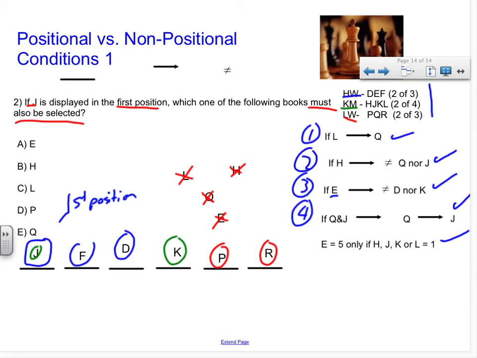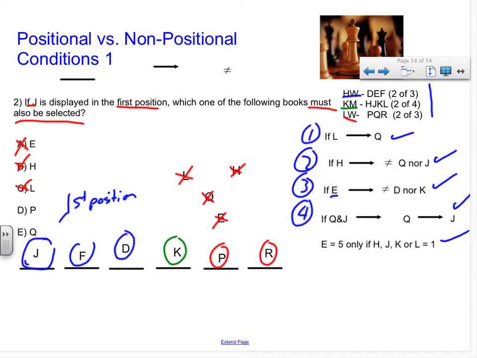So now, which one of the following books must also be selected? So we can just look at what letters we have and eliminate the ones that aren't selected. So for A, we have E. E is not selected, so we can eliminate E. For B, we have H. H is not selected here, so we can eliminate that one. For C, we have L. L is not there, so we can eliminate that one.